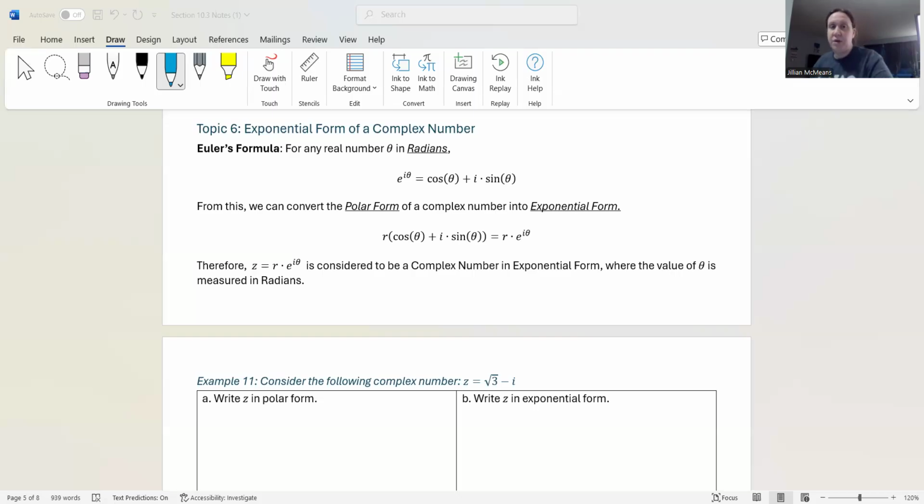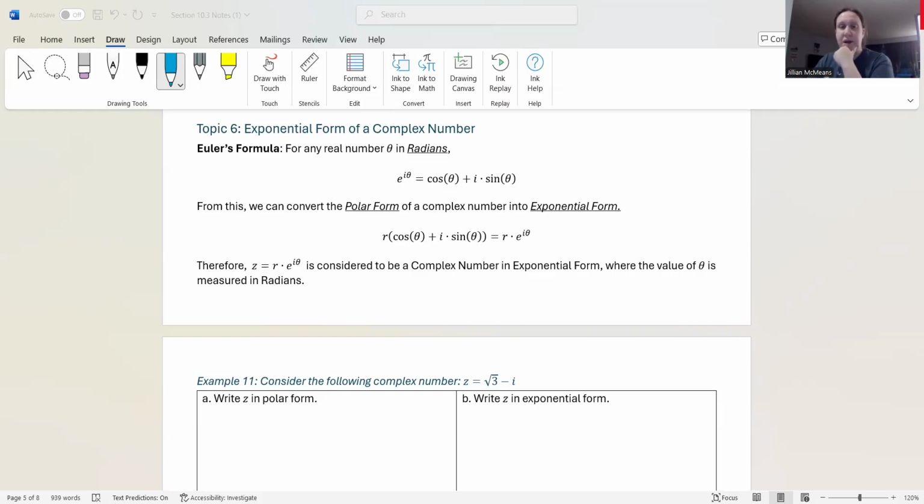For topic 6, we're going to talk about exponential form of a complex number. So that one's kind of new. We haven't talked about exponential stuff yet in our journey in chapter 10. Now, this is a situation where I don't like to tell you to just trust the process, but this is one where you just have to trust the process.